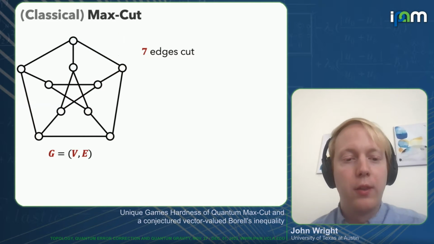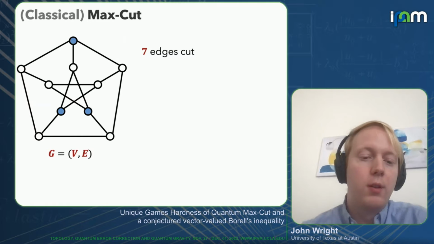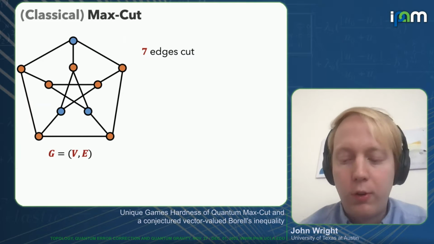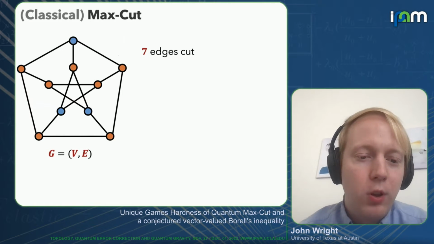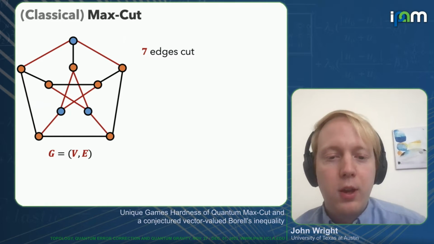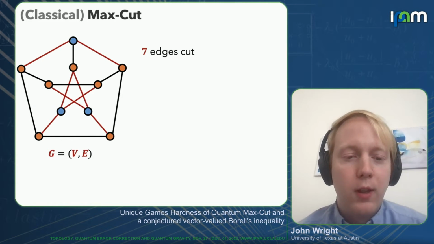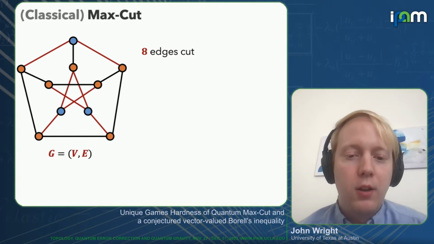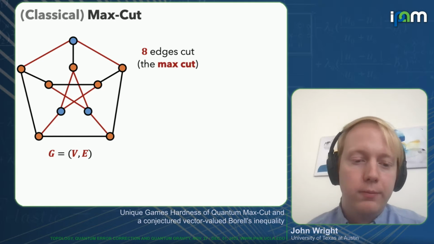But it turns out you can do better than that. If we set this to be the blue vertices and these to be the orange vertices, then you can look and count. These are the edges in red that get cut by this cut. And if you count, what you find is that this cut cuts 8 of the edges. And this is actually the maximum cut in the graph.